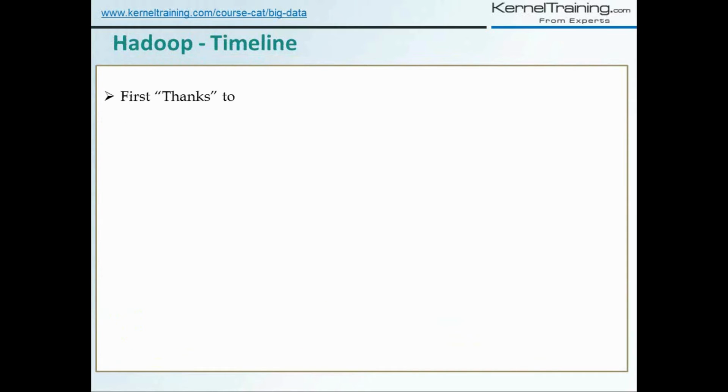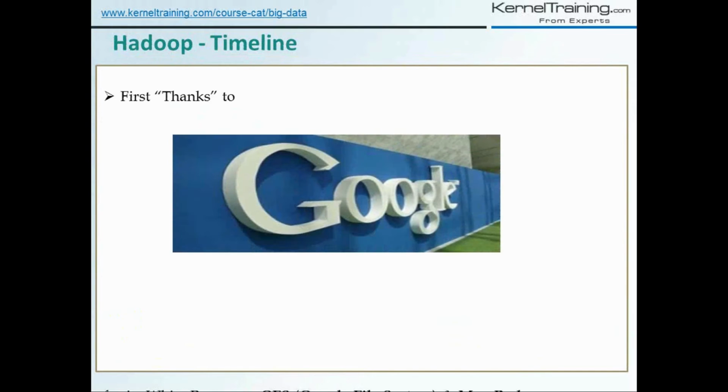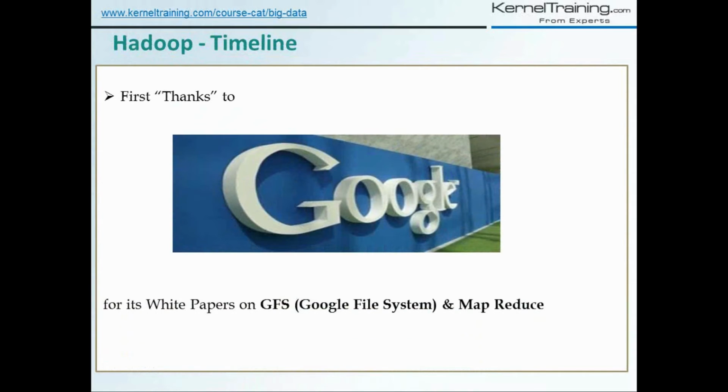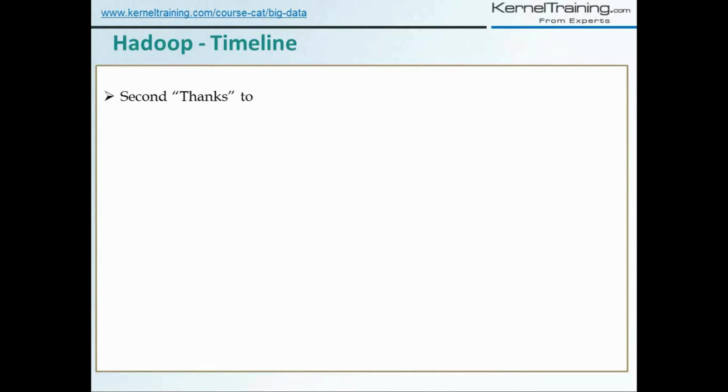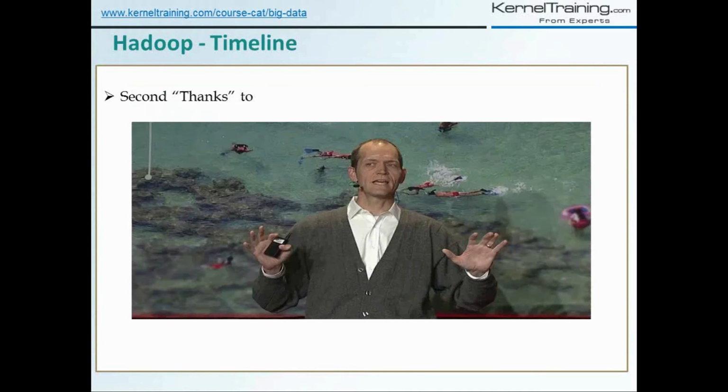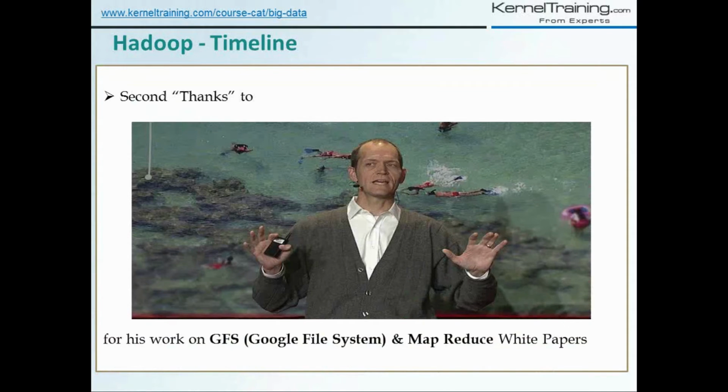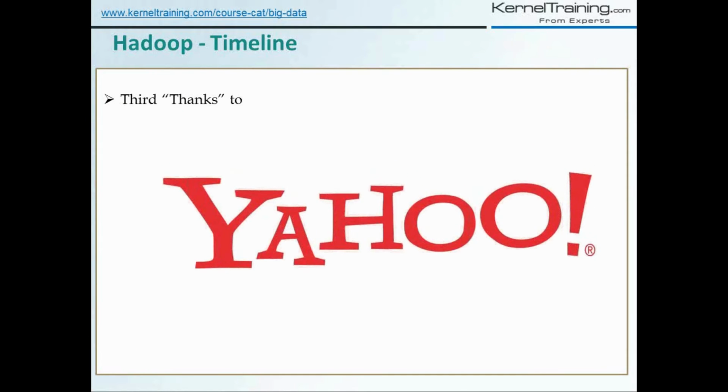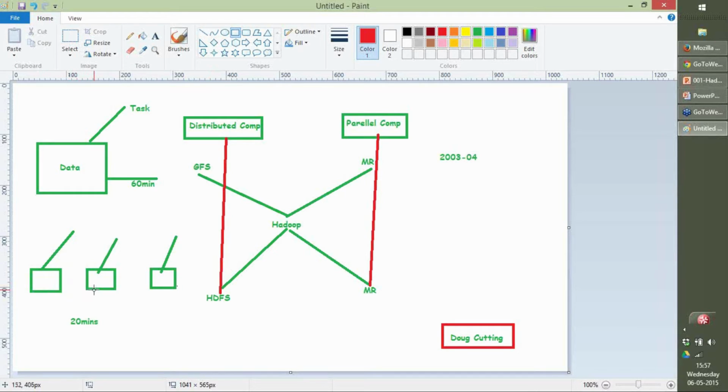So here is Hadoop's timeline. First, thanks to Google because they provided these 2 white papers, GFS and MapReduce. And second, thanks to this person who worked on those white papers and came out with the product Hadoop. And third, thanks to Yahoo, because Doug Cutting and his team approached Yahoo to provide infrastructural support, because as I said, I can cut my data into 60 pieces.